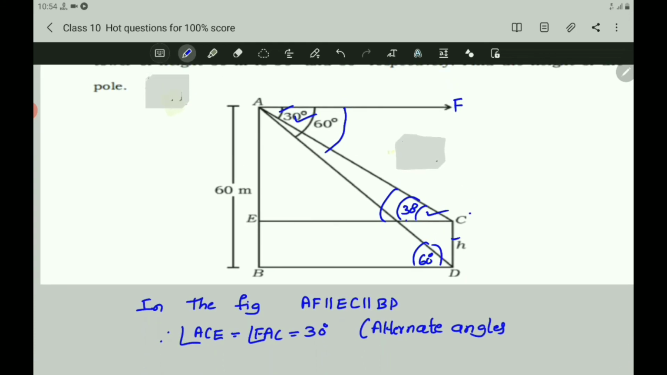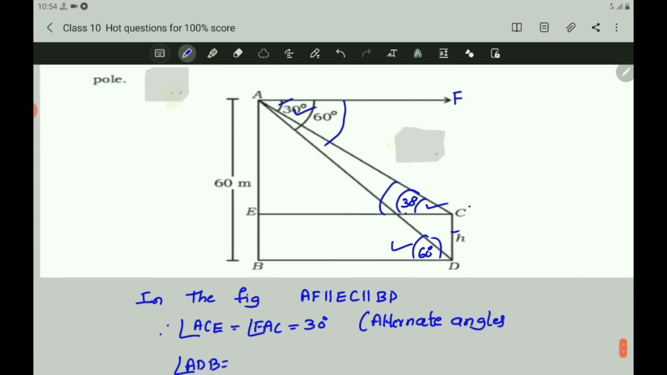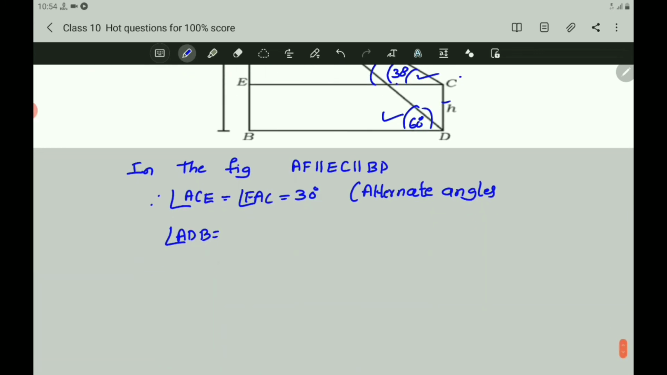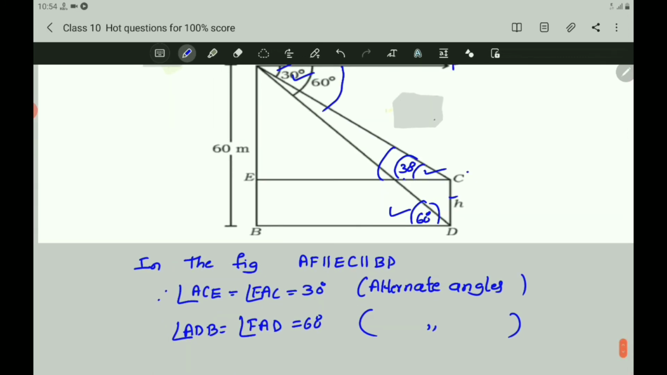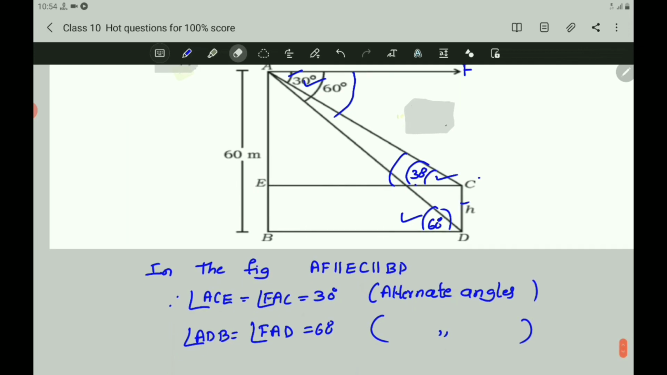And next, angle ADB equals angle FAD. Both are equal to 60 degrees. Same reason you can give here. And here why we have to consider the two angles? Because you have to consider the triangle here. Here you have to consider this triangle. So those two angles are required here. Therefore we have taken that 30 degree and 60 degree angle as a pair of alternate angles.